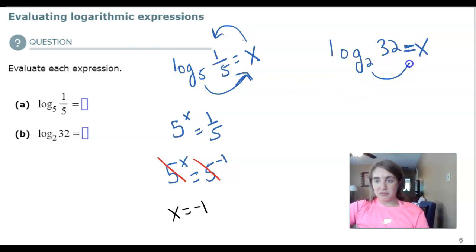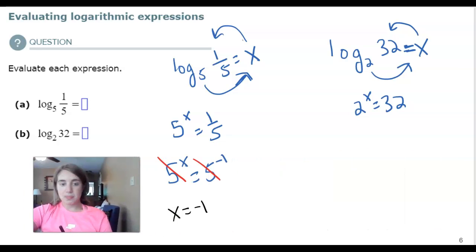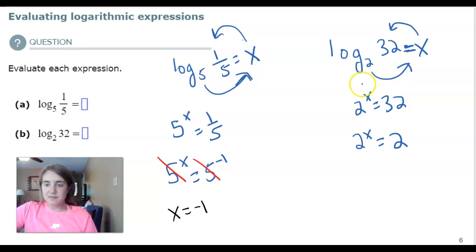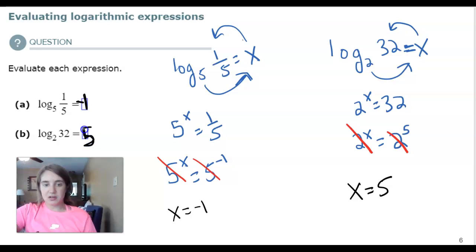I can use the same idea over here. I'm going to convert it to exponential form. 2 to the x equals 32. If I write these with the same bases, 32 is the same as 2 to the 5th. Now that my bases are the same, I can set the exponents equal. x equals 5. So here I'd have a negative 1, and there I'd have a 5.